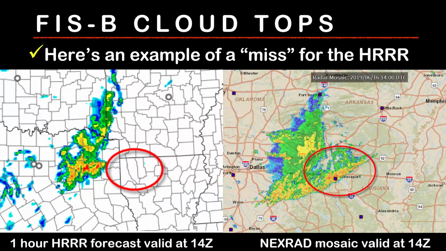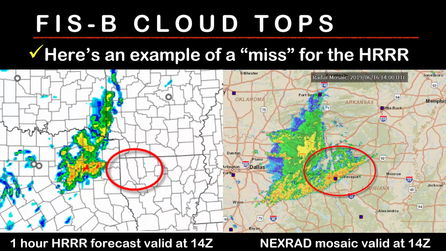Now, this doesn't show you cloud tops. On the left here, what you see is a simulated radar reflectivity. This is a 1 hour forecast from the High-Resolution Rapid Refresh model valid at 14Z. If I compare that to the actual NEXRAD image at 14Z, you'll notice that here over Shreveport, there was definitely some precipitation occurring. But if you go back over to the left and ask, did the forecast turn out pretty well? It didn't. It actually missed this whole area.